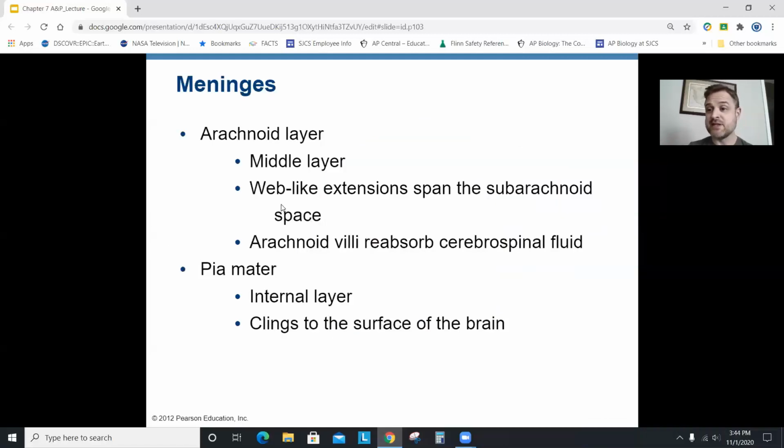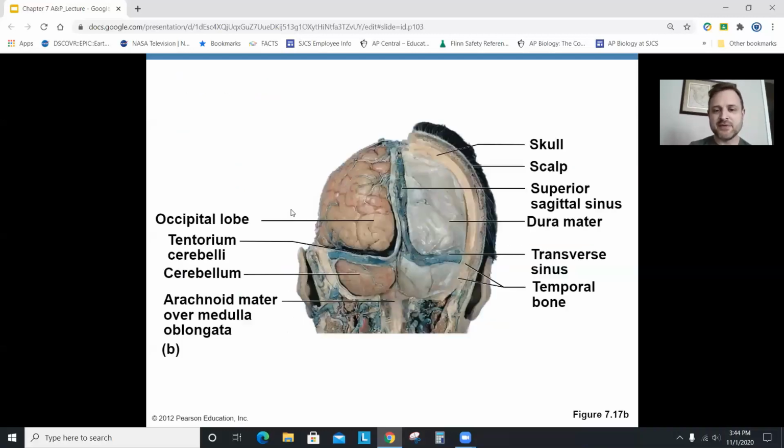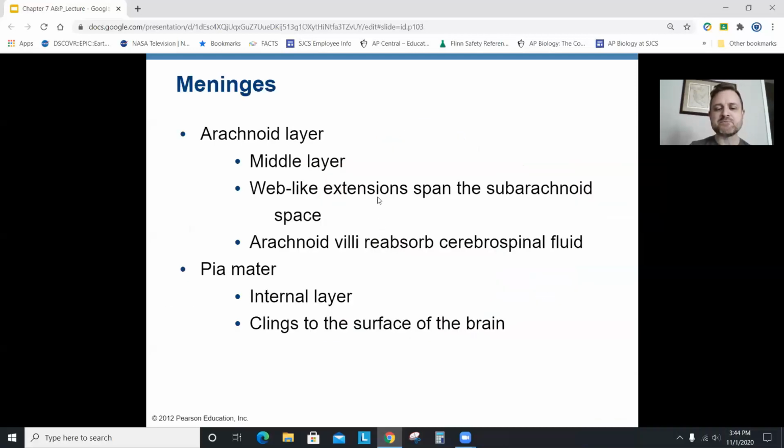Again, there are 3 of these meningeal layers. The middle layer is called the arachnoid layer. It's sort of spider-like. Sometimes cerebrospinal fluid might leak out of your brain, and actually this is by design, and it's reabsorbed by the arachnoid layer. The pia mater is the most delicate. It's the internal layer, the one that actually makes contact with your brain surface. So from outer to inner, it's dura mater, then the arachnoid layer, and then the pia mater. Okay?